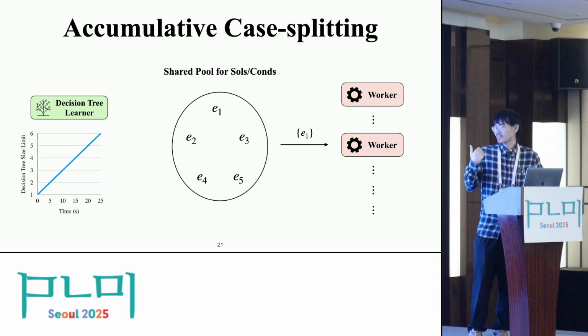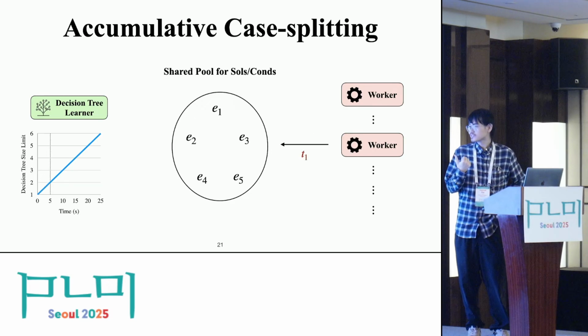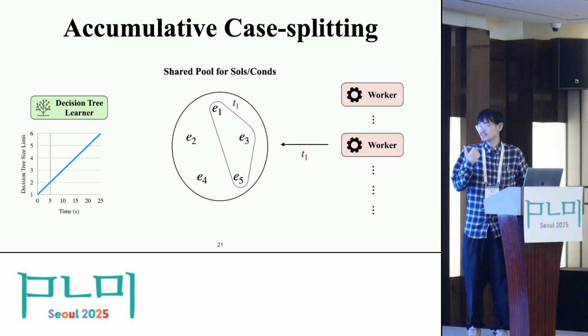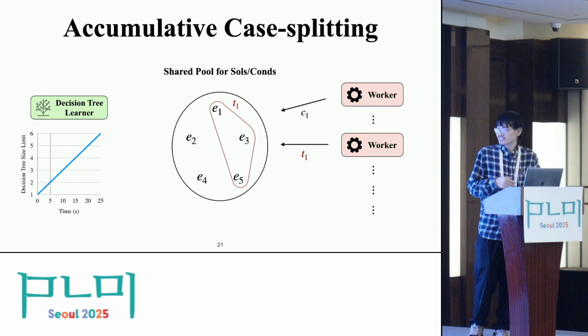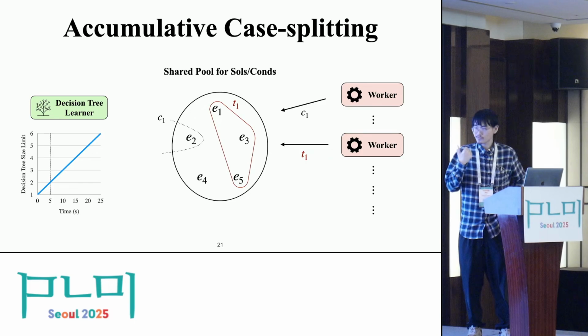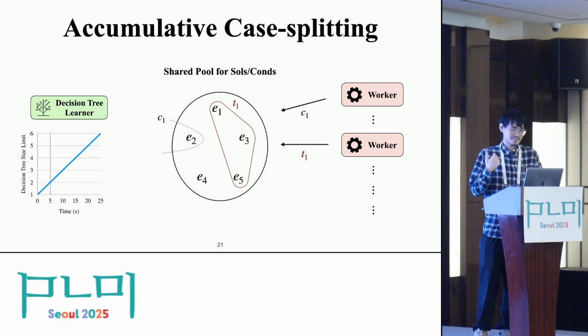And if it's solved, we can use that for decision tree learning. So the worker responds with T1, which solves not only E1, but also another two examples, E3 and E5. At the same time, we also increase the decision set limit. And at the same time, another worker can also return some conditions and expressions, like here, it returns C2 C1 in response, which separated E2 from other examples.